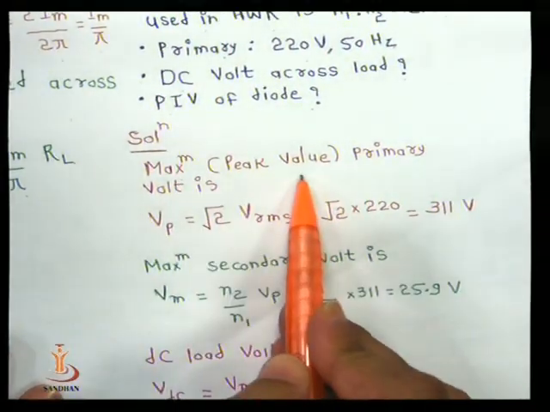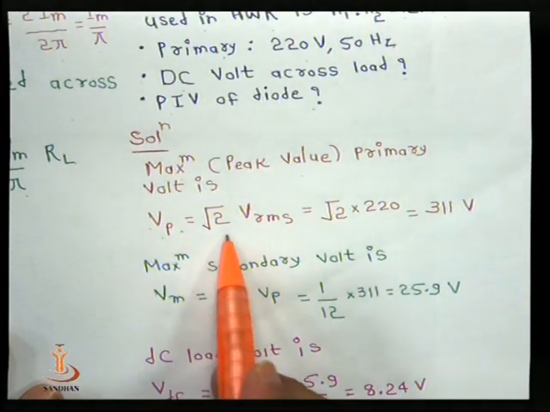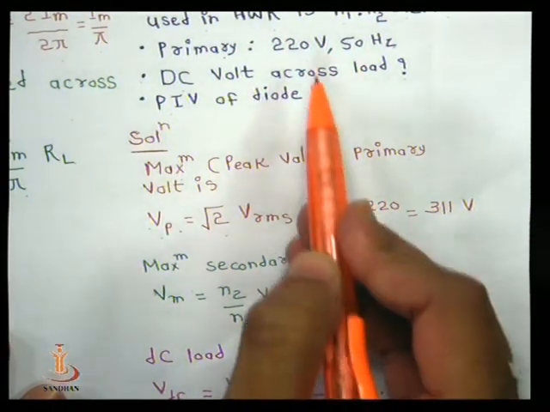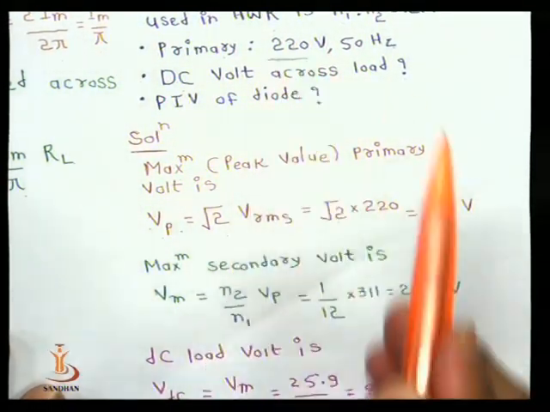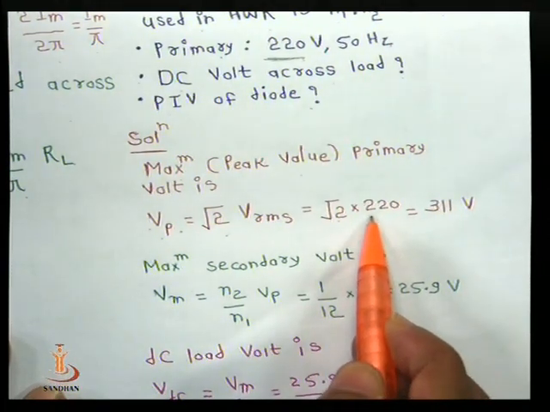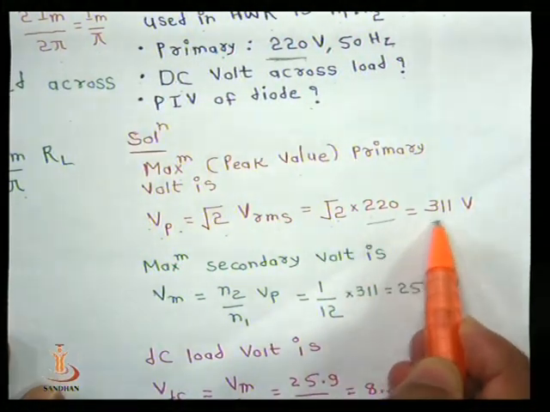The maximum peak value at the primary is Vp, primary voltage, equal to √2 into Vrms. The primary voltage of 220 volt is given. Remember carefully, friends, whatever voltage we are getting at the other side is the RMS voltage. So √2 into 220 gives you 311.